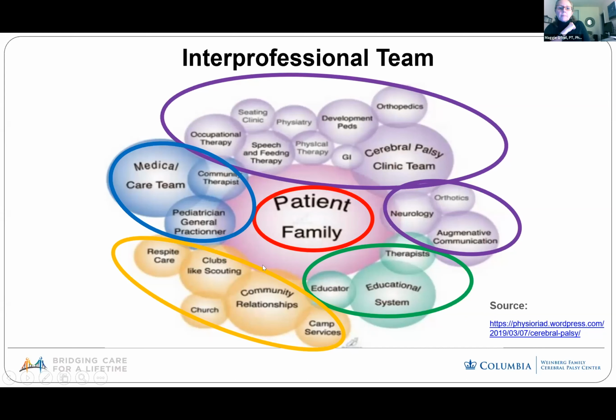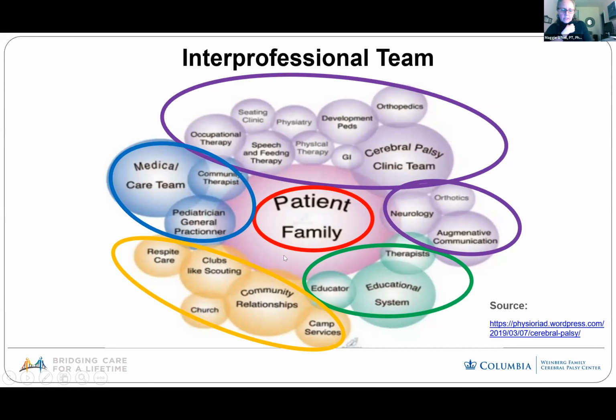And although there may not be a therapist involved in this yellow or gold area here of community resources and community relationships, if the child and family had roles in like scouts or camping or church and other services in their community, I believe it's our responsibility to try to get them back into those community roles and to always remember that the bus drivers here for the team are the patient and the family.